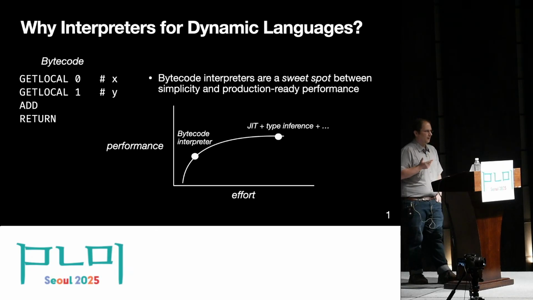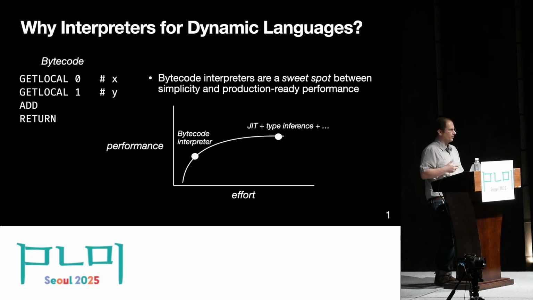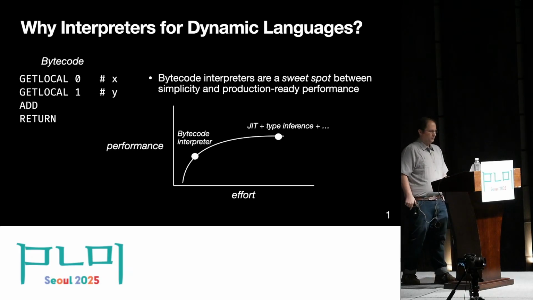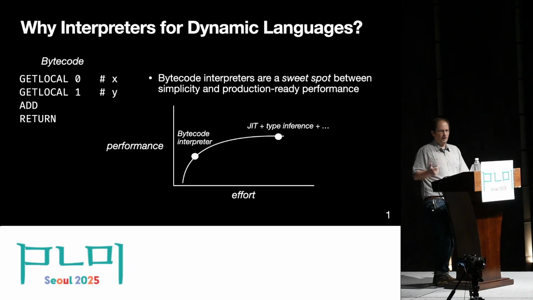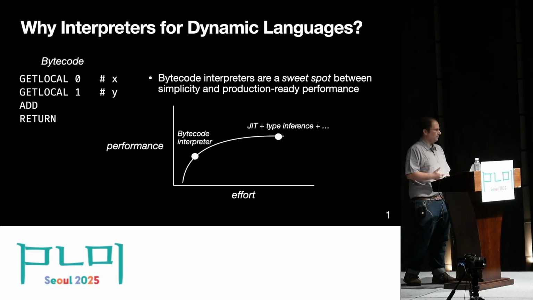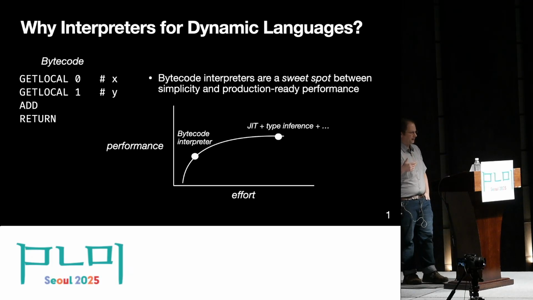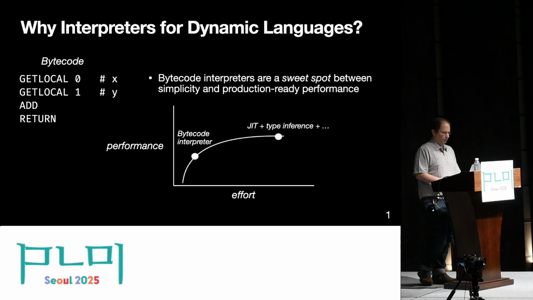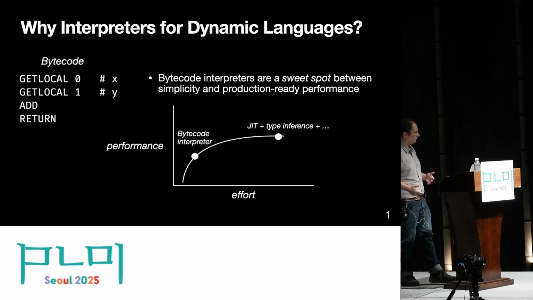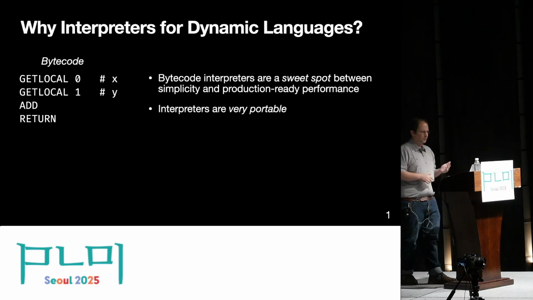So first, let's talk about why we might want to use an interpreter-based strategy for dynamic language implementation. Bytecode interpreters are a sweet spot in the design space between simplicity and production-ready performance. By this I mean that they're significantly less effort to implement than a full just-in-time compiler with type inference and all the rest, but they actually provide reasonable performance that could be used in production. For this reason, many dynamic language implementations use just an interpreter-based strategy for a significant portion of their lifecycle. Also, interpreters are very portable.